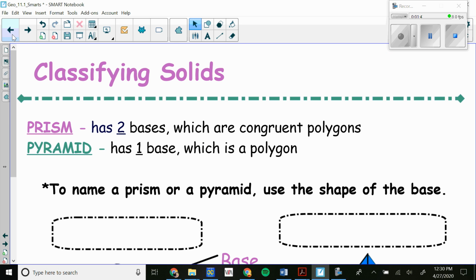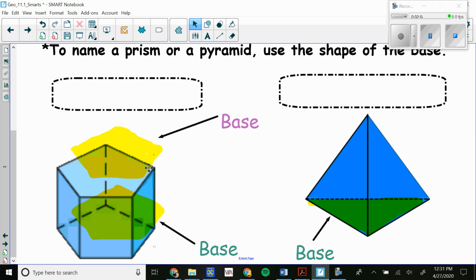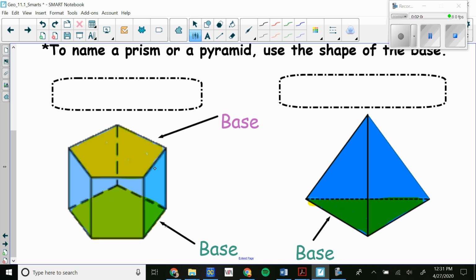Before I move on, one note about this: the bases do not necessarily have to be oriented towards the top or bottom. This could be tilted on its side, maybe on this side here. If that was on the bottom, this and this would still be considered the bases.